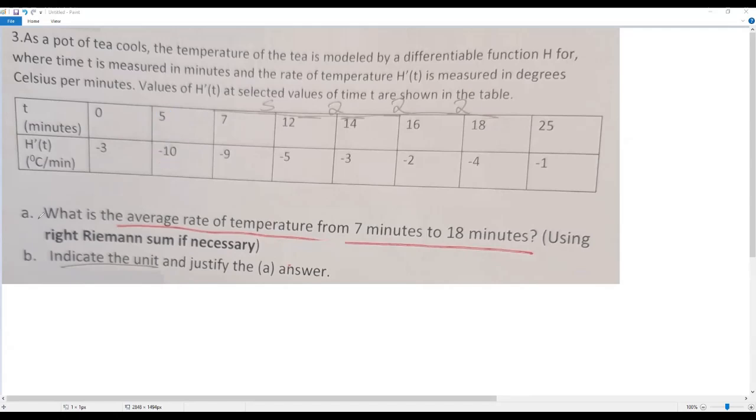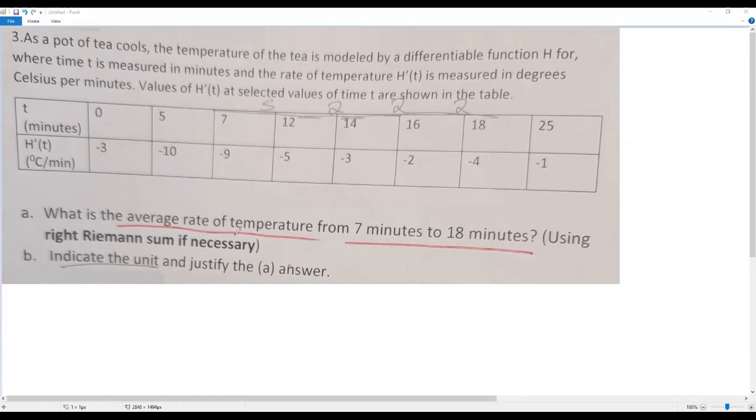Okay, now we have two parts in the question section. That is part A: what is the average rate of temperature change from 7 minutes to 18 minutes, using a right Riemann sum if necessary? And part B is: indicate the unit and justify the answer in part A. So what we need to do is find the average rate of change of temperature from 7 minutes to 18 minutes.